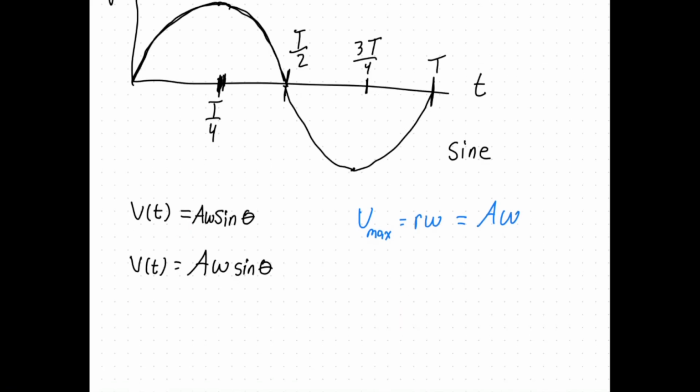And again, we can't have a theta there. It needs to be an omega times t instead of a theta, because omega times t is equal to theta. And I need to have a time in my equation, otherwise it's not a function of time. So I get v of t is now equal to A times omega times sine of omega t.